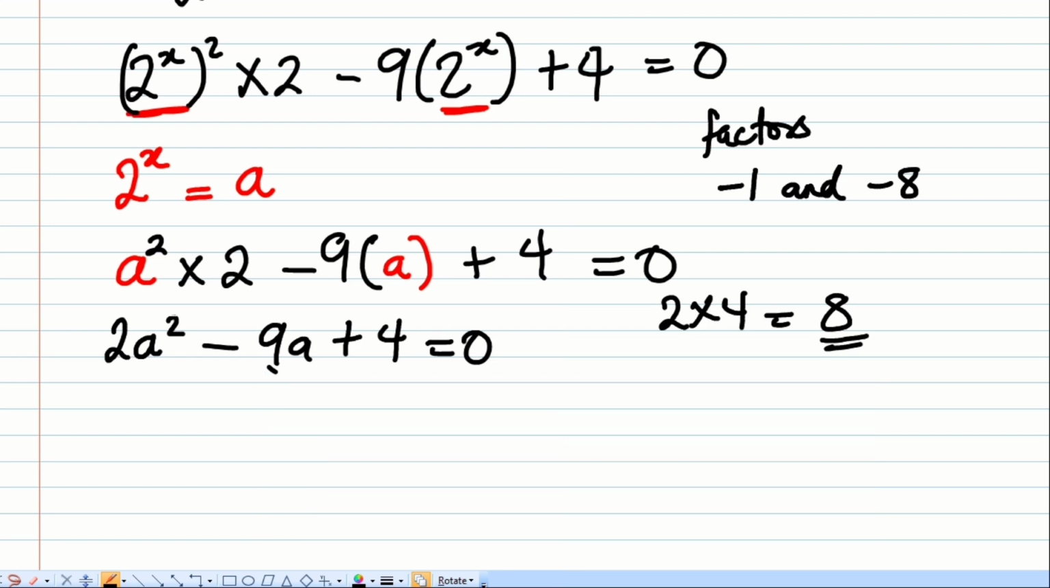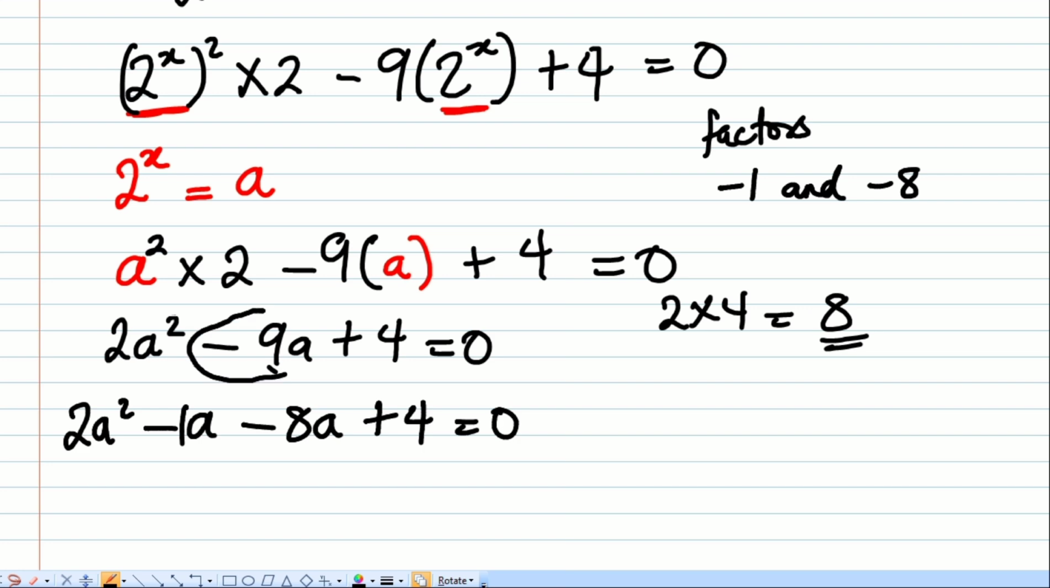So now we're going to replace 9a with the factors. So we have 2a raised to power 2 minus 1a, remember the factors are -1, then minus 8a plus 4 is equal to 0. Notice we didn't change anything in the equation because minus 1a minus 8a will still give us what we have in the original equation, which is minus 9a. So the idea of solving a quadratic equation in this way is just to find a way to break down that middle term so we can factorize everything by grouping, using the common term. That's the whole idea behind it.